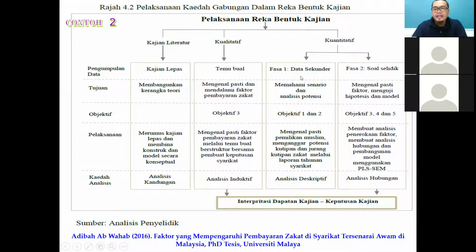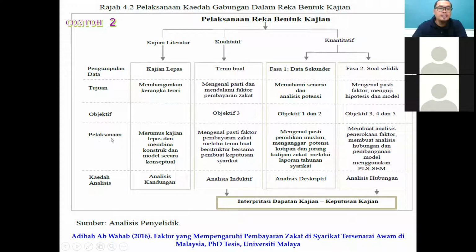So, secondary data and primary data for the quantitative: you want to understand the scenario, potential analysis, and then you want to test the hypothesis and model. For the literature review, it does not specifically answer a research objective, but the qualitative answers research objective number 3, and quantitative answers research objectives number 1 and 2 for the secondary data, and objectives number 3, 4, and 5 for the primary data.